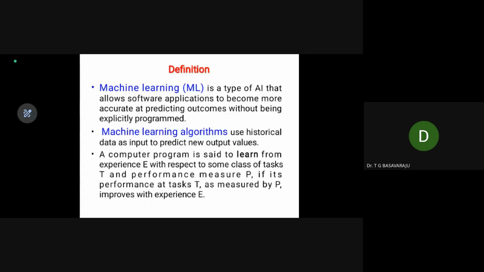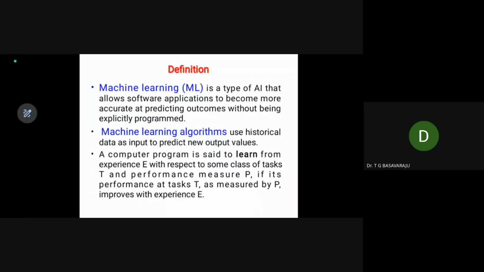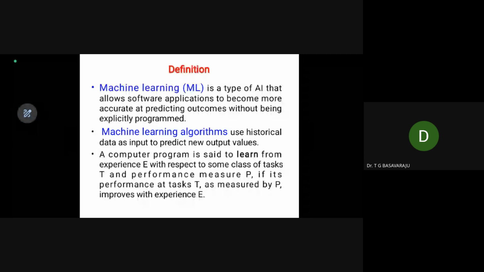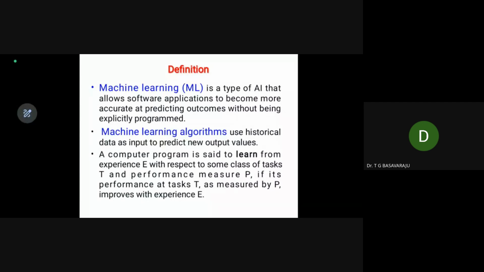So that is the experience. So past experience we will be using to do a particular task, say T, and we will do the performance measure, which we calculate as capital P, and whatever improvement happens leads us to more accurate results in the predictions that we are going to make. So this is somewhat related to the mathematical aspects of machine learning.